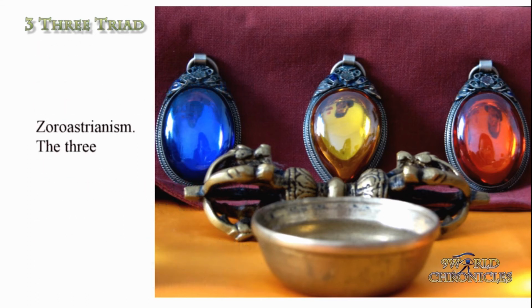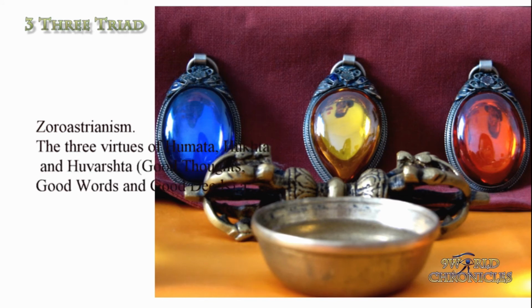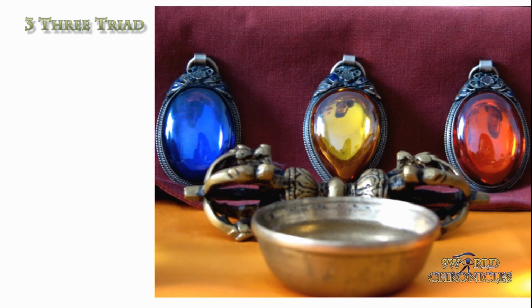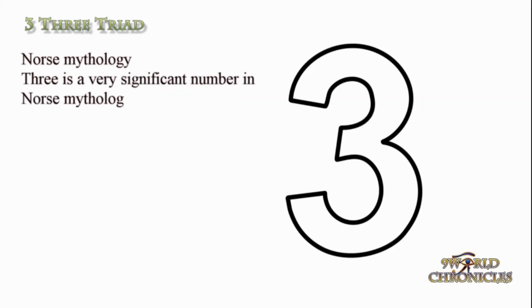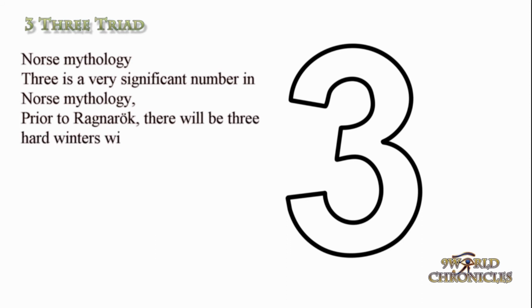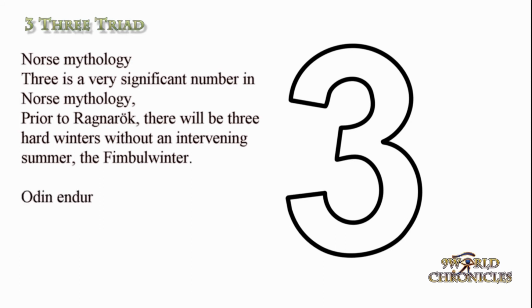In Zoroastrianism, there are 3 important virtues: good thoughts, good words, and good deeds. And in Norse mythology, the number 3 is very significant, along with its powers 9 and 27. Prior to Ragnarok, it is said that there would be 3 hard winters without an intervening summer, Fimbulwinter.